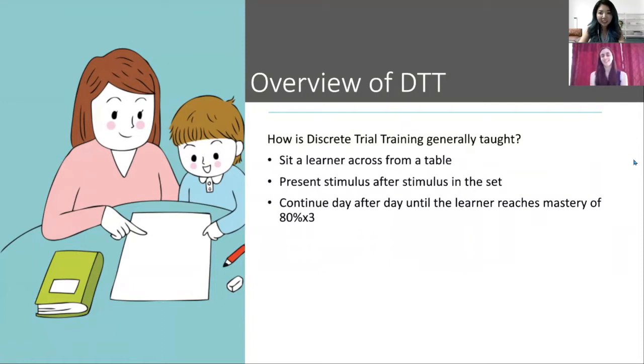So you can see that this kind of procedure could elicit some problem behaviors in the form of frustration, perhaps potential other behaviors like aggression or escape behaviors as well.